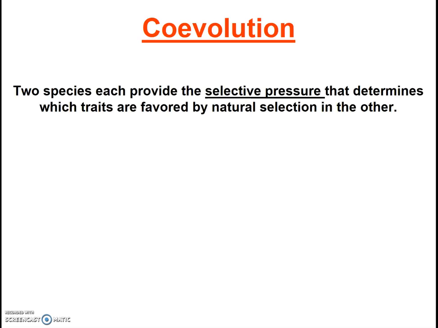Now that we understand evolution by natural selection, let's take a look at the fascinating topic of coevolution. From your textbook, the definition of coevolution is two species that each provide the selective pressure that determines which traits are favored by natural selection in the other. Pause the video briefly and read over that definition again and see that it makes sense.